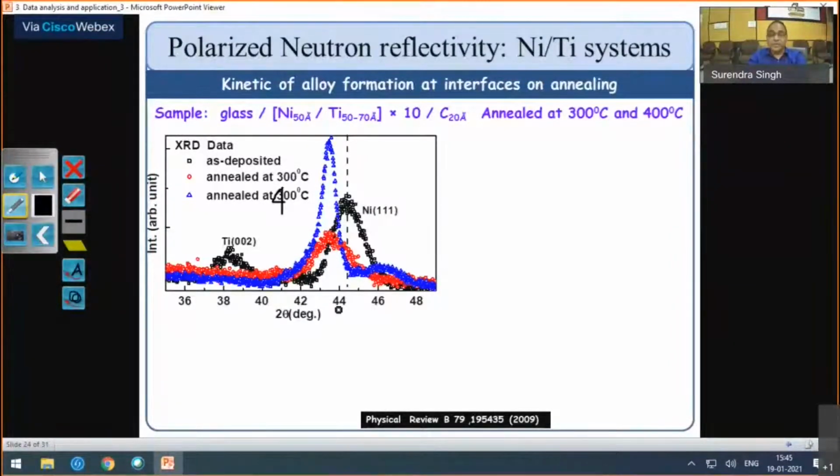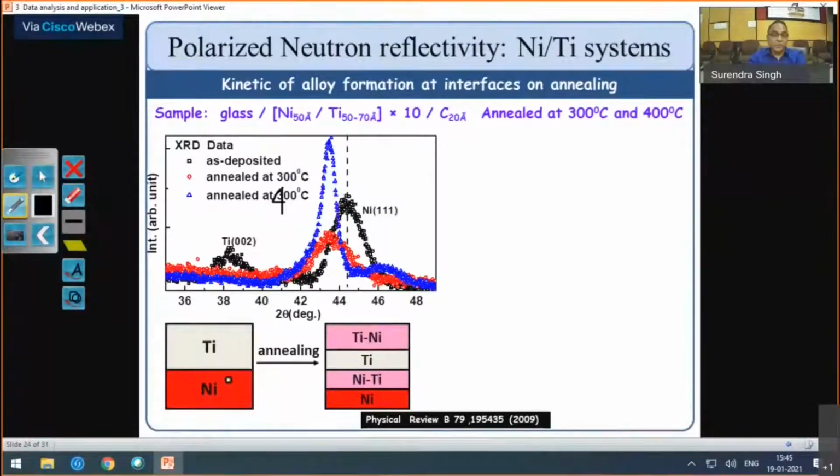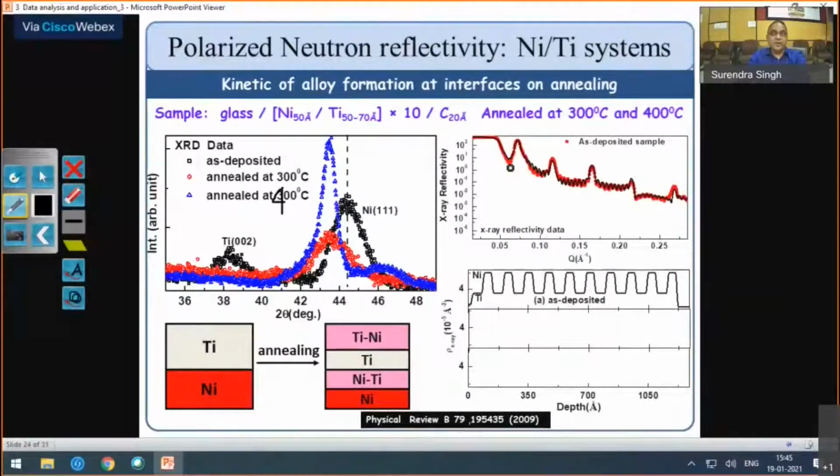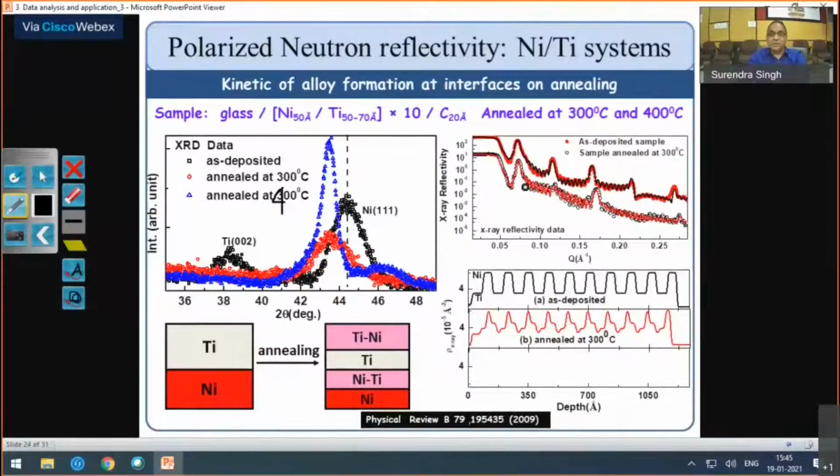Then we did X-ray reflectivity. What is happening is that this is a nickel titanium bilayer, and when we anneal, an alloy forms at the interfaces. Again, nice Bragg peaks are coming, and a nice bilayer repetition structure is there for the as-deposited sample. Then at 300 degrees Celsius there is a modification in the reflectivity data, and we found alloy formation happening at the interfaces. At 400 degrees Celsius, the alloy forms completely at the interfaces.